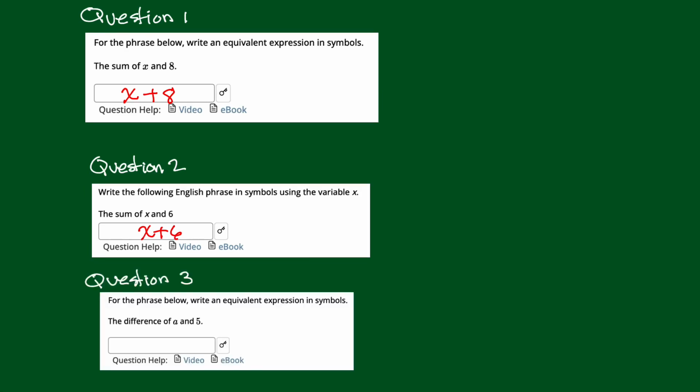Question 3 wants us to use symbols to write this phrase, the difference, that's a subtraction, the difference of a and 5. So just right in that order, I'm going to write the difference of a and 5. So this expression here, a minus 5, that's an equivalent expression for the difference of a and 5.